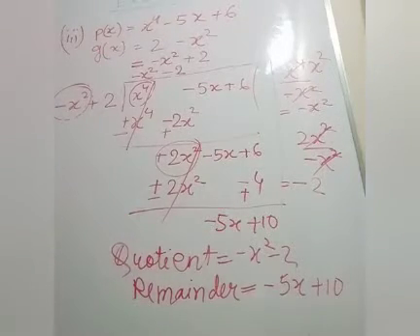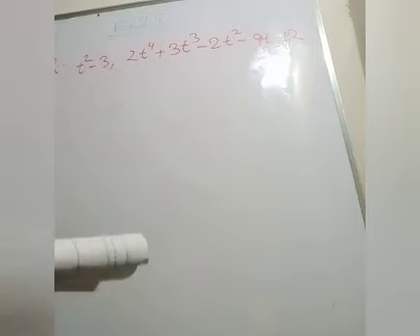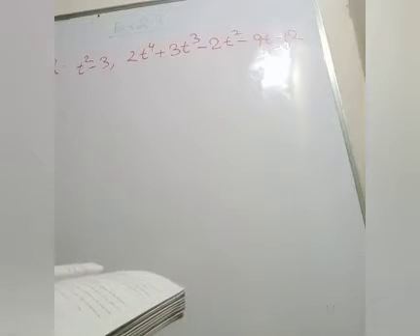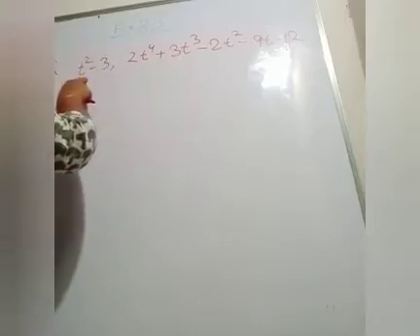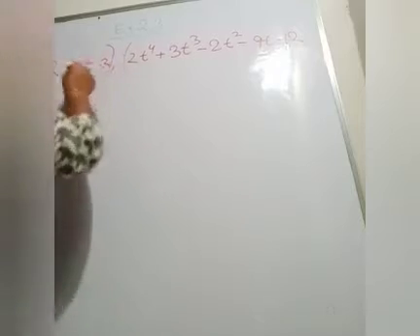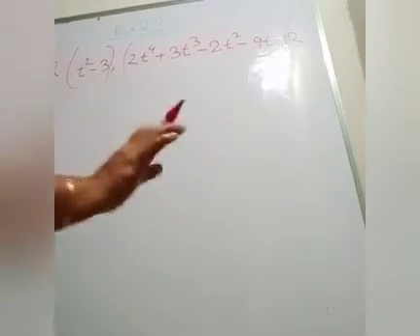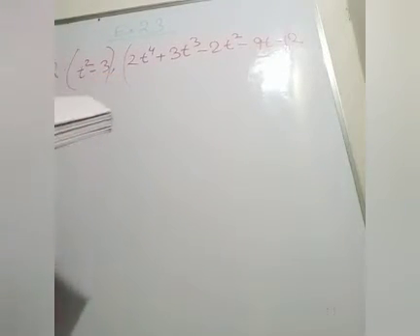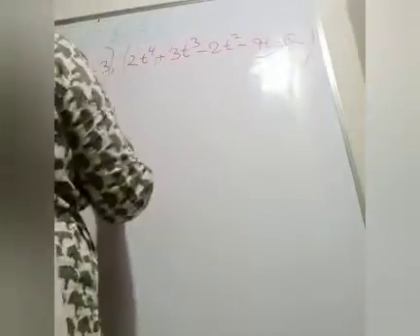Now our next sum, the second question, is: check whether the first polynomial is a factor of the second polynomial by dividing the second polynomial by the first polynomial. Here two polynomials are given. This is the first polynomial and this one is the second polynomial. Students, you have to divide the second polynomial by the first polynomial and see if the remainder is 0. That means the first is a factor of the second. If the remainder is not 0, then it is not a factor of this polynomial. So let's start dividing.